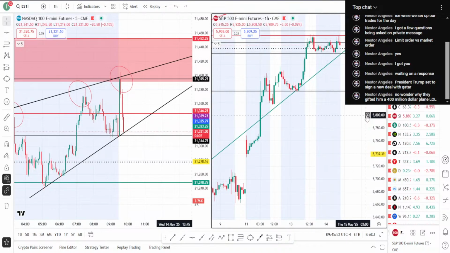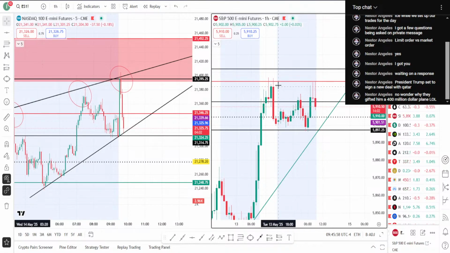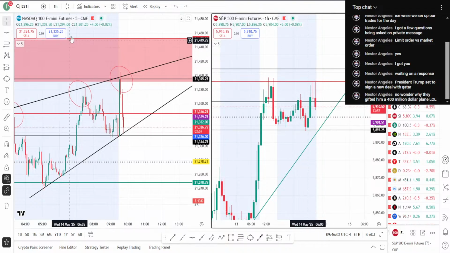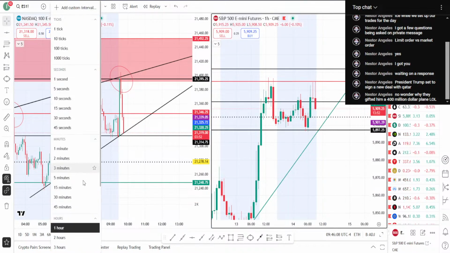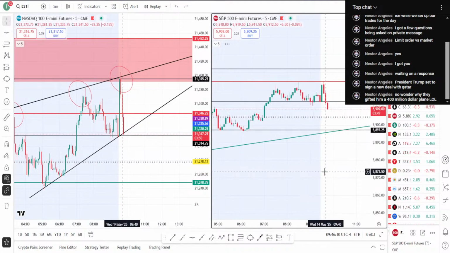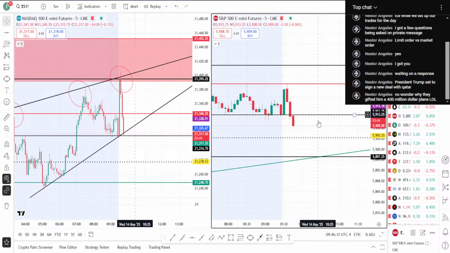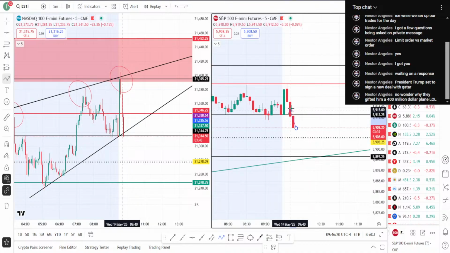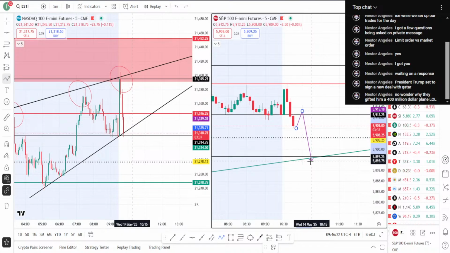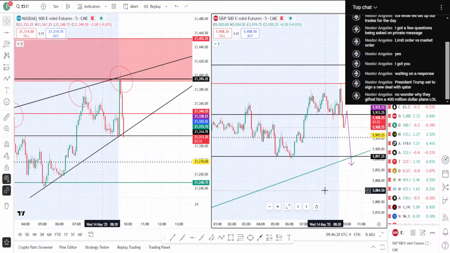Okay, so this looks like a very strong rejection of the previous day highs as well. This is screaming puts right now. Would like to see a pullback into this fair value gap here. That would be cool, so we can catch that move lower.